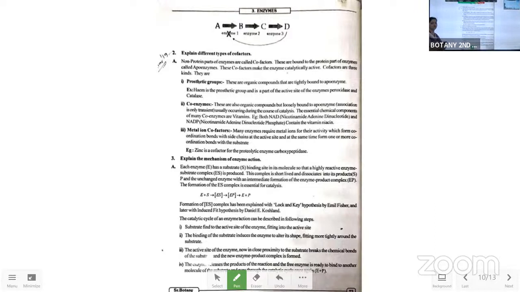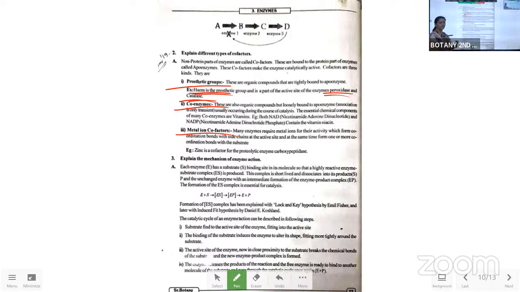And these cofactors are of three types: the prosthetic group, coenzymes, and the metal ions. Prosthetic groups are organic substances which tightly bind with the apoenzymes. Example, heme, which is a prosthetic group for the active site of the peroxidase and the catalase enzyme. And the next one is the coenzymes. Coenzymes are the organic compounds which are loosely bound with the apoenzyme.